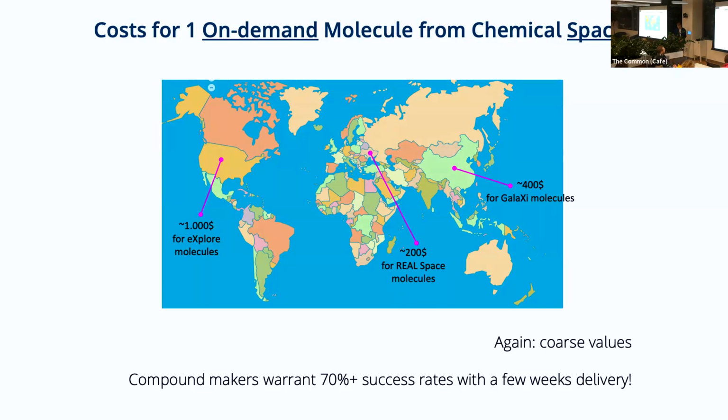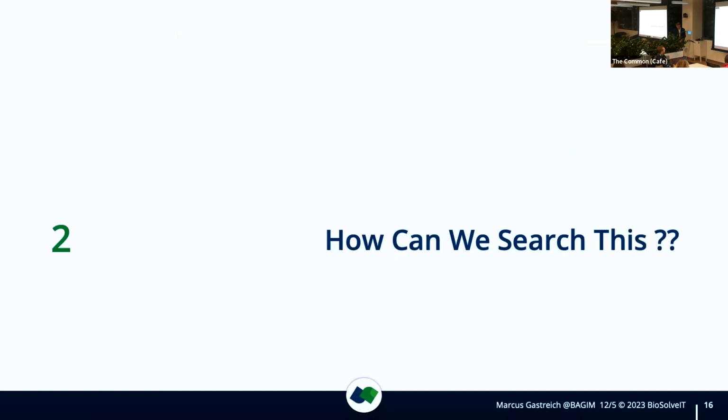Coarse values again, and the very striking thing, at least for me, is that they really deliver these molecules. If you order 100, you get 70, 80, or even more. Enamine never cease to surprise me with their success rates. I hope you also hear something similar.